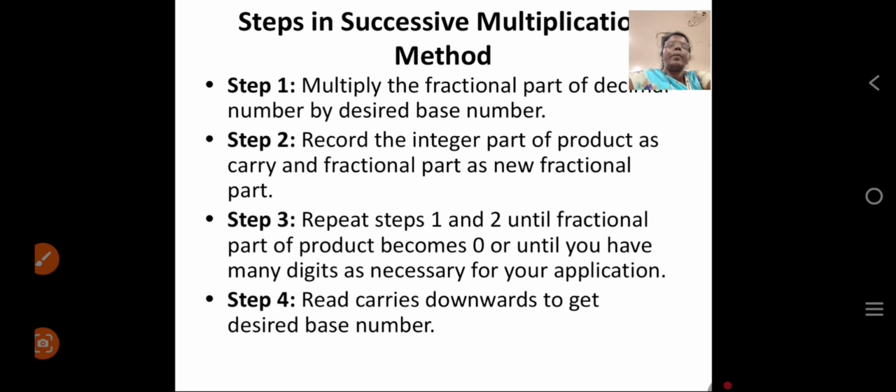So we repeat steps 1 and 2 until the fractional part of the product becomes 0, or until we have as many digits as necessary for our application. Then step 4, read the carries downwards to get the desired base number. The very first derived carry is recorded, one by one we record the rest, up to the last carry, and we represent the number in the downwards direction. We will see this in the example.